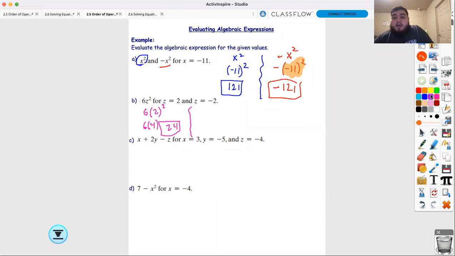Now we're gonna do the other one. We're gonna do when Z is -2. So 6 parentheses -2 squared. We're doing the same thing, right? But now it's a different Z value. So exponent first. Go ahead, Jacob. What do we do, sir?